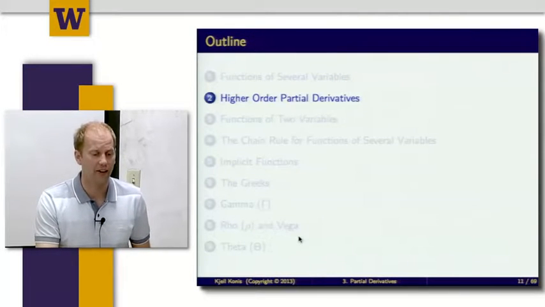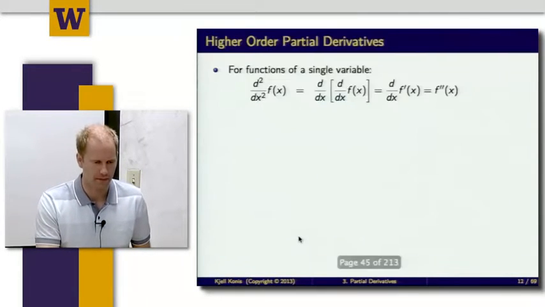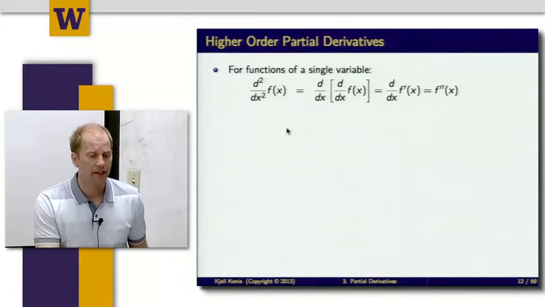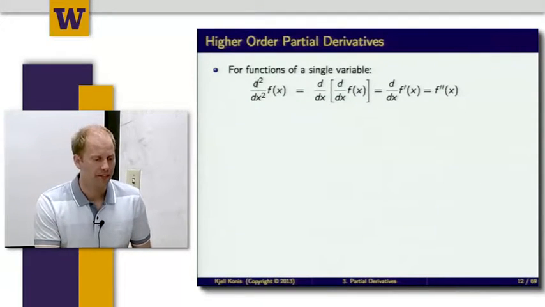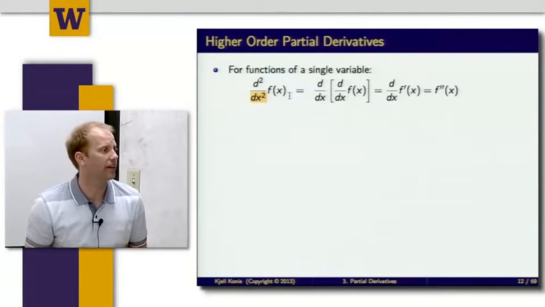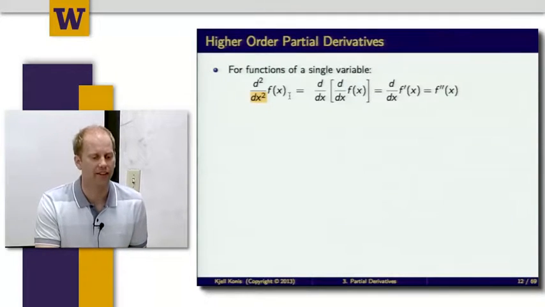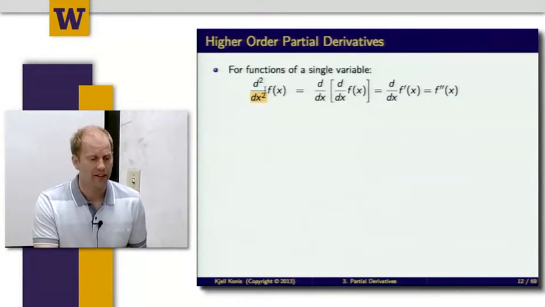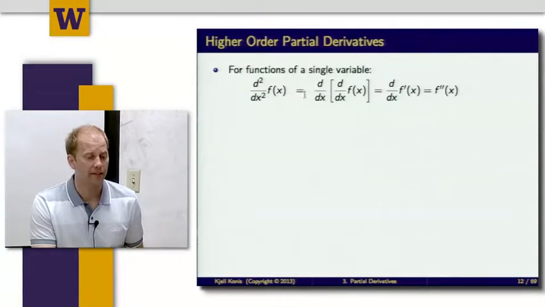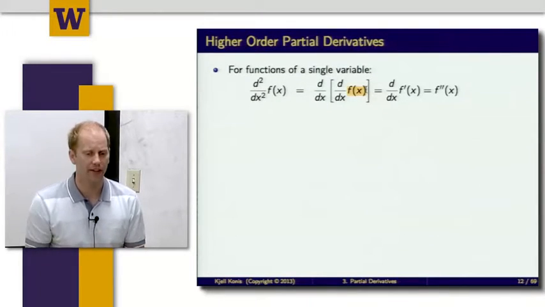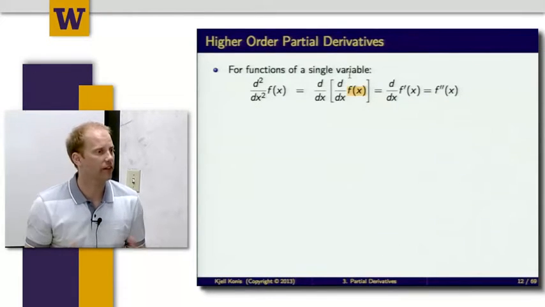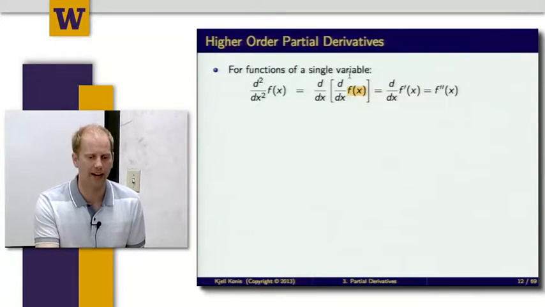So now we'll look at higher order partial derivatives. So remember, for a function of a single variable, I could say d squared by dx squared of f of x when I wanted to talk about the second derivative of f of x. And what I mean by this notation is take the derivative of f of x with respect to x one time. The thing in the square brackets here, that's going to be another function of x, and then I'm going to take the derivative of that again with respect to x.